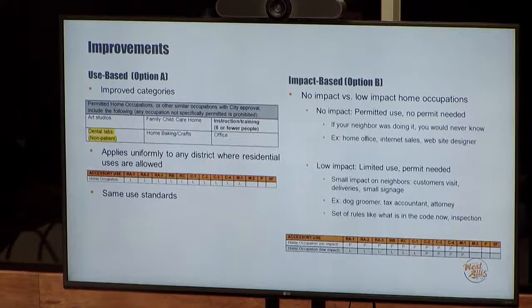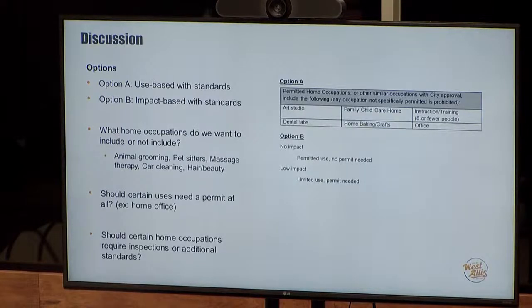So that's option A and B, and then option, what's the next? Oh, so I guess there are only two options that we're pitching here, but just for discussion purposes, I don't know if you're in favor of just use-based standards and just focusing on here's the list and here's the standards, or if you want to get into here's a no-impact list of uses, here's a low-impact list of uses with standards.